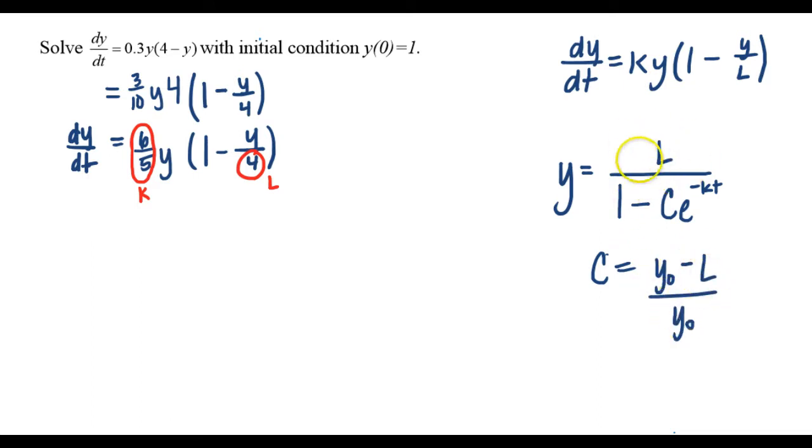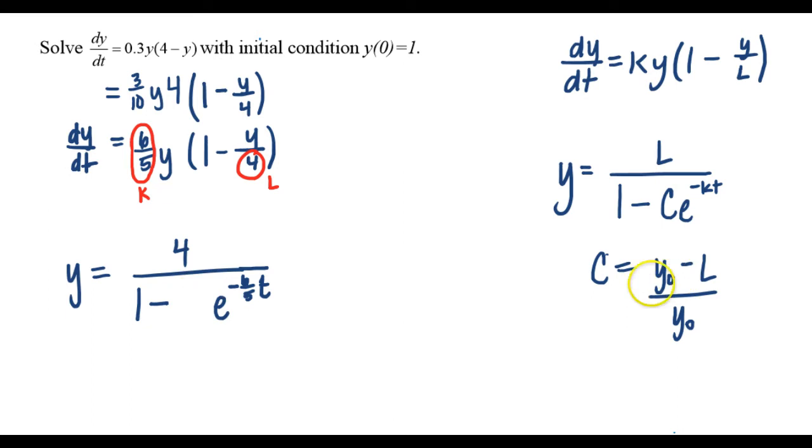So now we're going to try to find the solutions by substituting in the quantities that we know. So y is going to be L, my carrying capacity, so 4 over 1 minus, I'm going to leave a space here for C because I'm going to need to solve for C, e to the negative 6 over 5 t. So 6 over 5 was my k value, but the formula called for negative k and then times t.